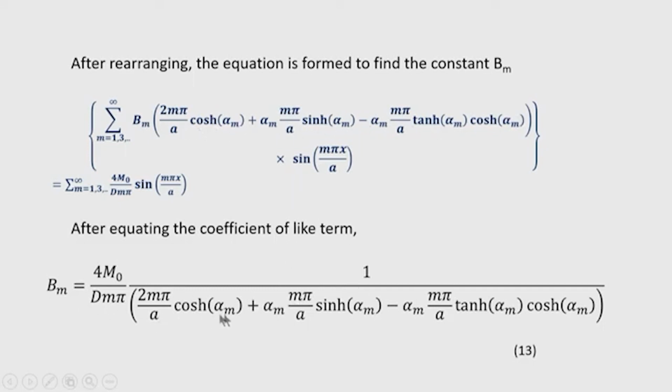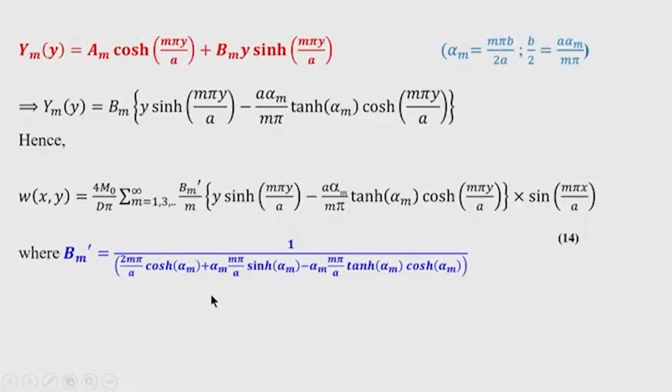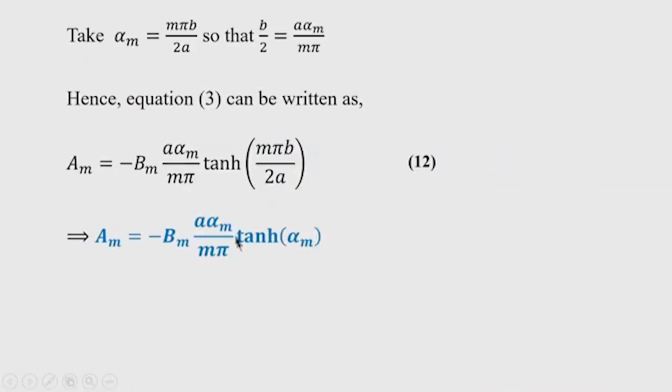So, 1 by this: 2 m pi a cosh alpha m plus alpha m m pi by a sinh alpha m minus alpha m pi by a tanh alpha m cosh alpha m. So, very carefully we have to see the expression, otherwise even if you miss one term, it will give you wrong results. So, carefully you have to see that all terms are included in the expression. Okay. So, now A m is found out earlier, B m is known. So, A m can be easily known, because A m is expressed in terms of B m.